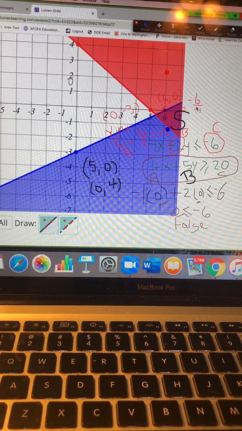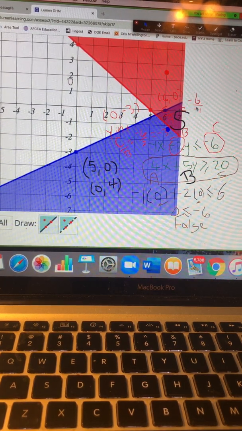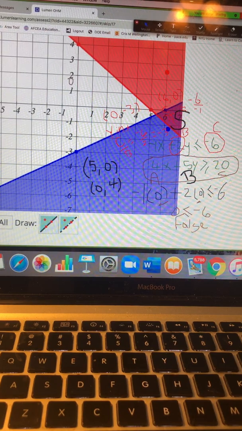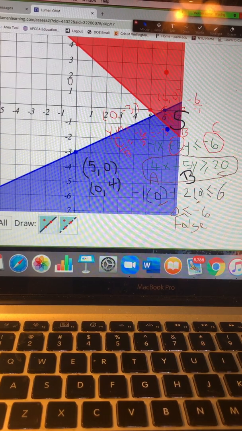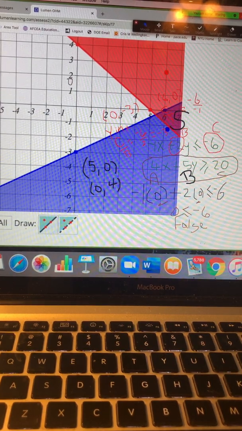Okay, so that's going to be it for this part of the lesson.